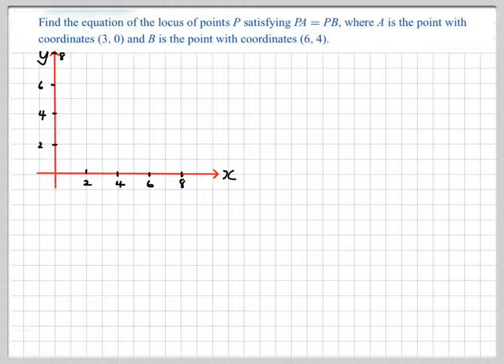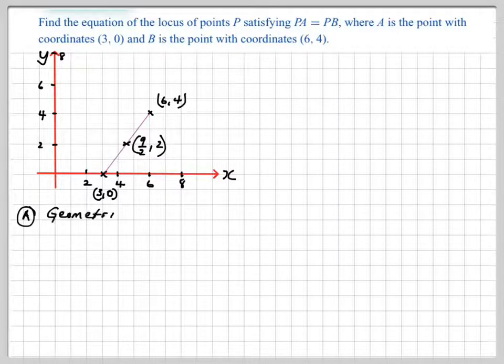We've got an equation. We want the equation of the locus of points P satisfying PA equals PB, where A is the point with coordinates 3, 0, and B is the point with coordinates 6, 4. When it says PA equals PB, they mean the length of the straight line joining them. Okay, so let's just start drawing a few things in here. There are 2 points, and there is a line between them, and that is the midpoint of that line.